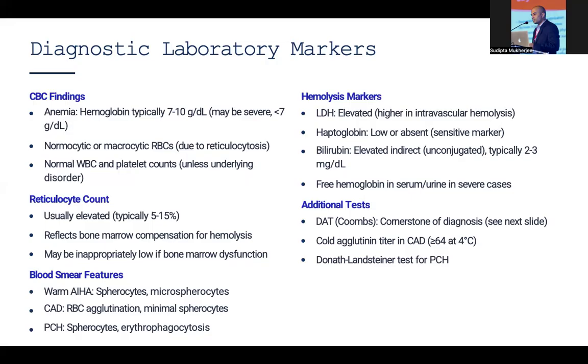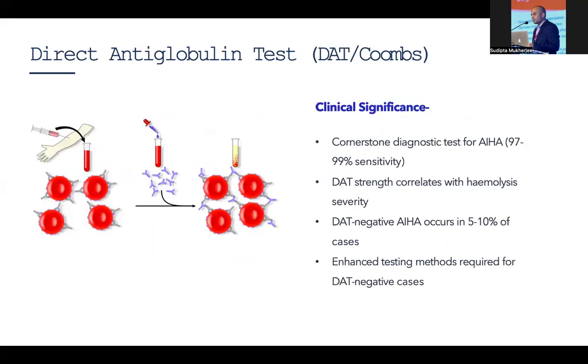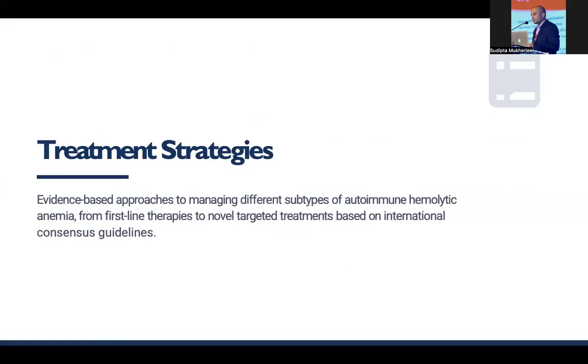Free hemoglobin in serum and urine can be seen in severe cases. Additional tests need to be done, like cold agglutinin titer and the Donath-Landsteiner test in certain groups. Now, the direct antiglobulin test, or Coombs test, is the cornerstone diagnostic check, with a sensitivity up to 99%. The strength correlates with hemolysis severity. Test-negative autoimmune hemolytic anemia can be 15%. We discussed how to handle them, and enhanced testing methods may be needed for those patients.